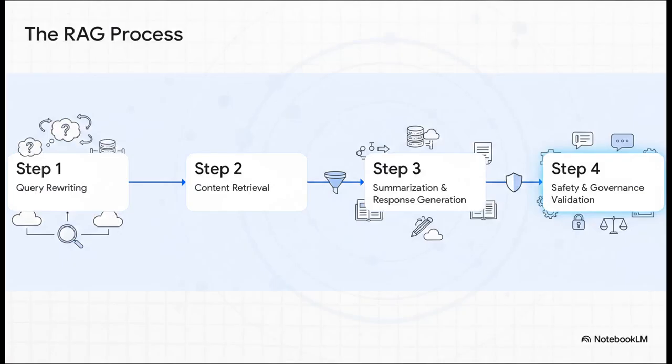Okay, so every single time you ask a question, the system follows this exact four-step process, no exceptions. It starts by rewriting your query to understand it better. Then, it retrieves the content. After that, it generates a summarized response. And finally, it validates the whole thing for safety and governance. This is what guarantees that every answer is relevant, accurate, and secure.